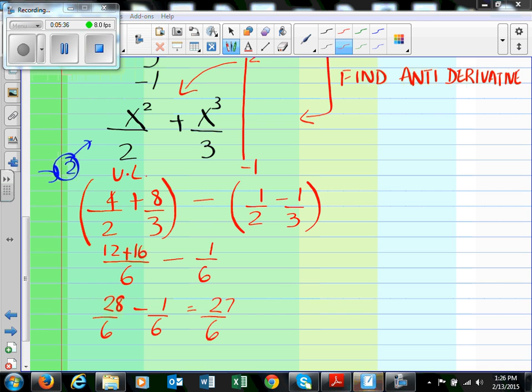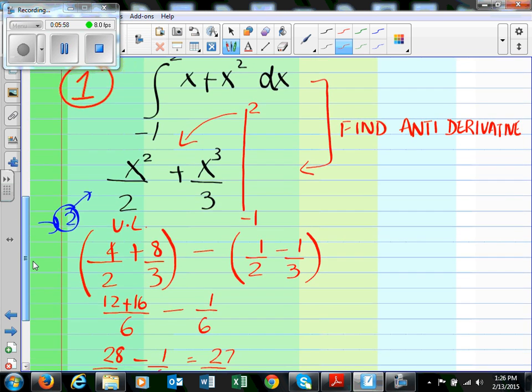Okay? You understand? So the steps are clear. You take the given function and find the antiderivative. From here to here, what I did was the upper limit value minus the lower limit.